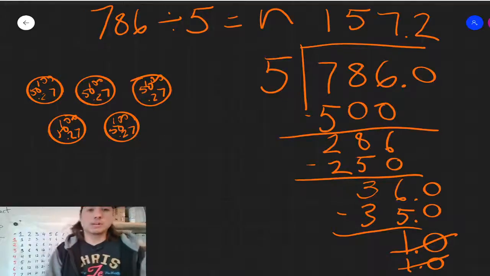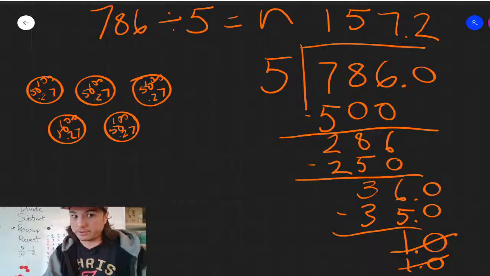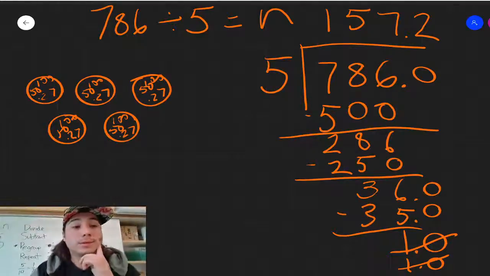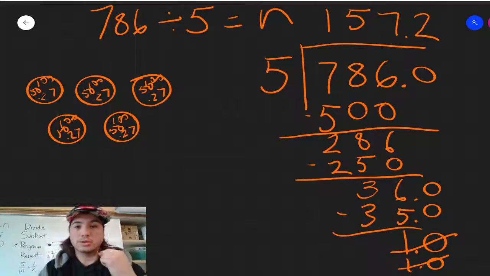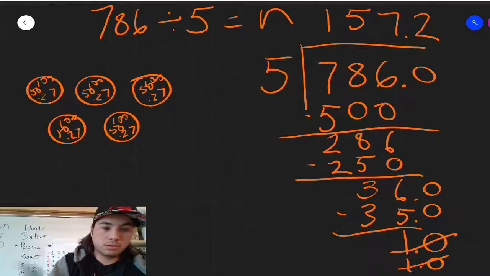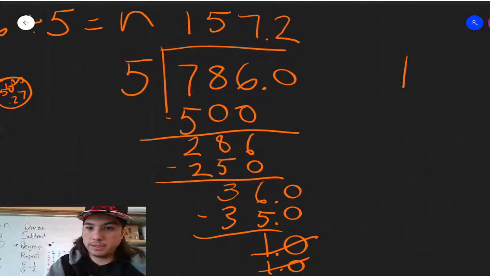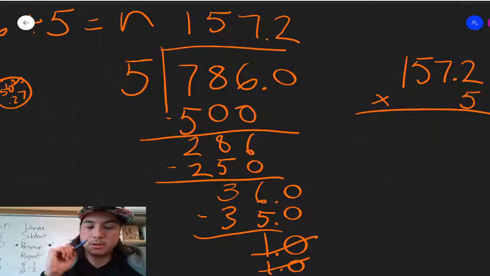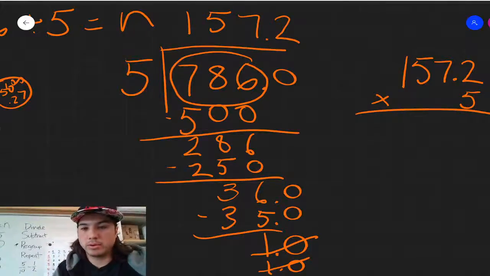Okay, and I also got some questions. How do I know that's right? Use your inverse operations if you're not sure if that's right or not. What's the inverse operation to division? Yeah, it's multiplication. So what you can do is take your quotient, 157 and 2 tenths, times 5. And if you arrive at 786, you know you are correct, right?